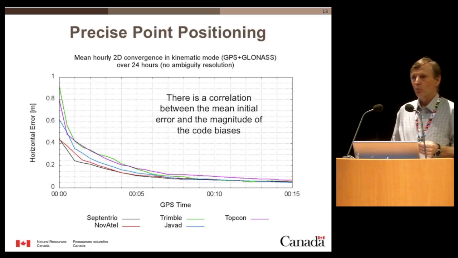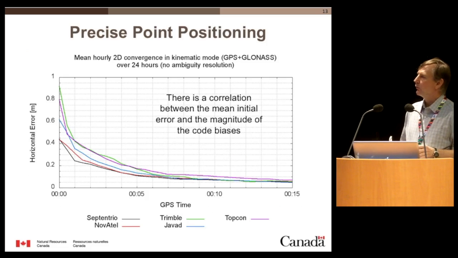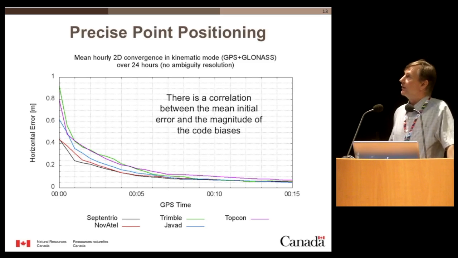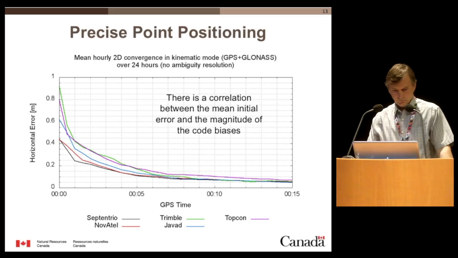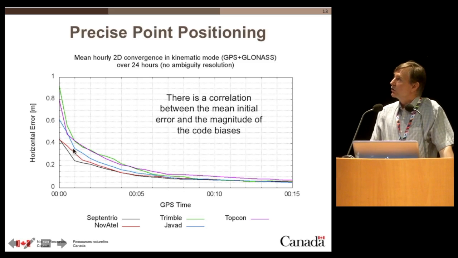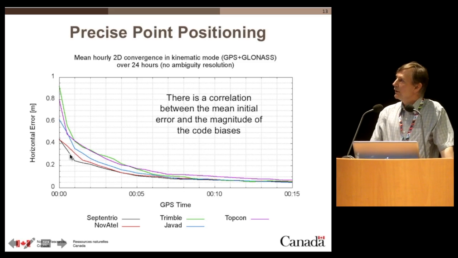So at the end of the day, what is the effect of having these relatively small biases on the code? What is it going to do to a PPP solution? So what we've done is we've done 1 day, 24 reconvergences for all receiver types. And you can see here that the initial offset is smaller for the Septentrio and the Novatel.